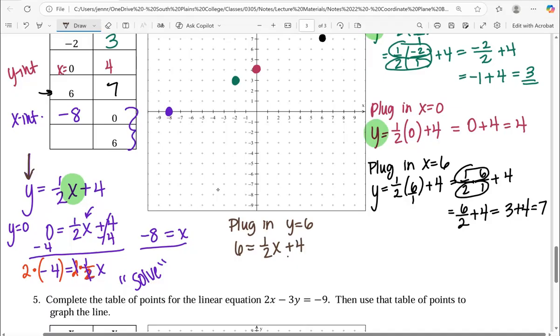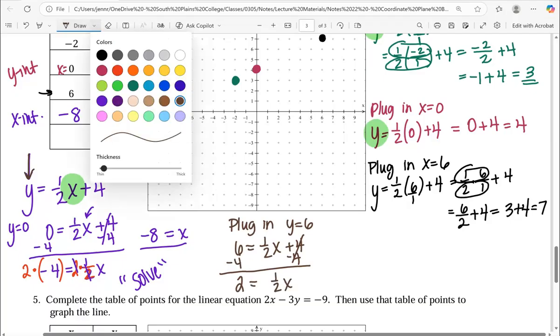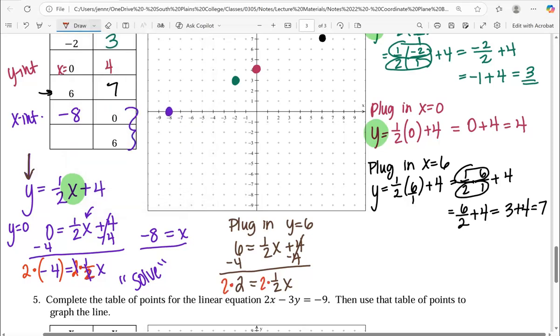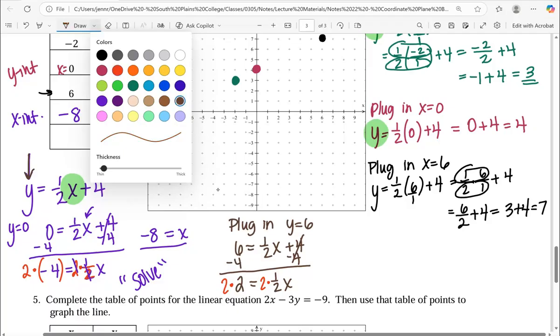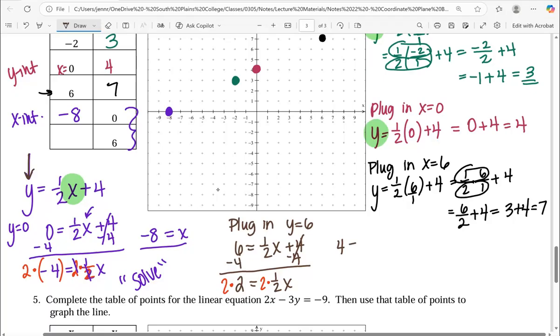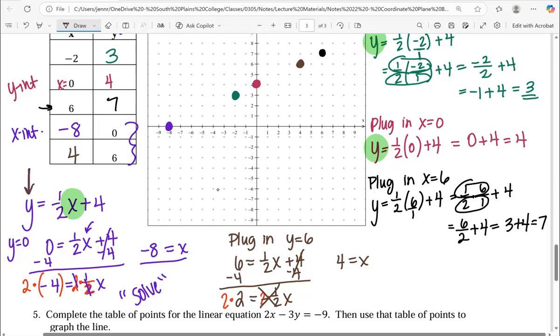To get x by itself, I'm following the same process. Subtract 4 from both sides. Gives me 2 equals 1/2 x. And I get rid of the 1/2 by multiplying 2 to the other side. 2 times 2 is 4. 2 times 1/2 cancels out, and all I'm left with is x. So that gives me an x value of 4 when the y coordinate was 6. And notice once again, these all line up on the same line because this was a linear equation.